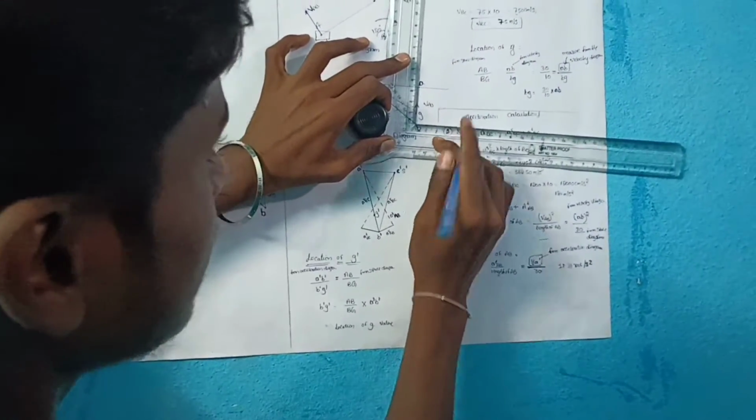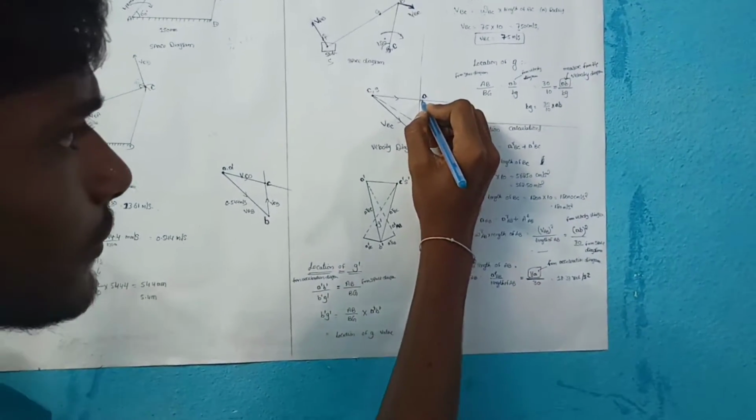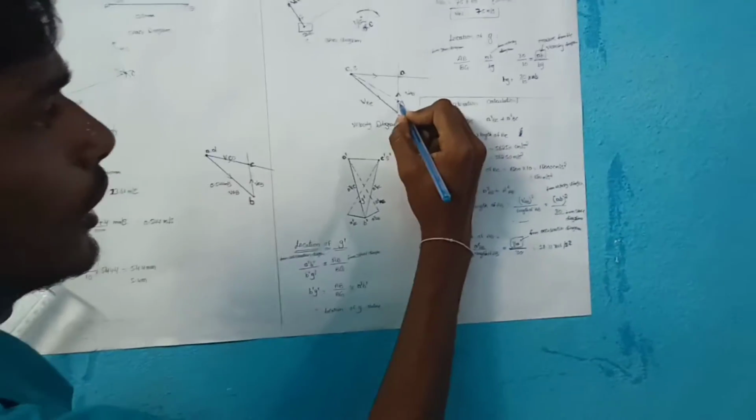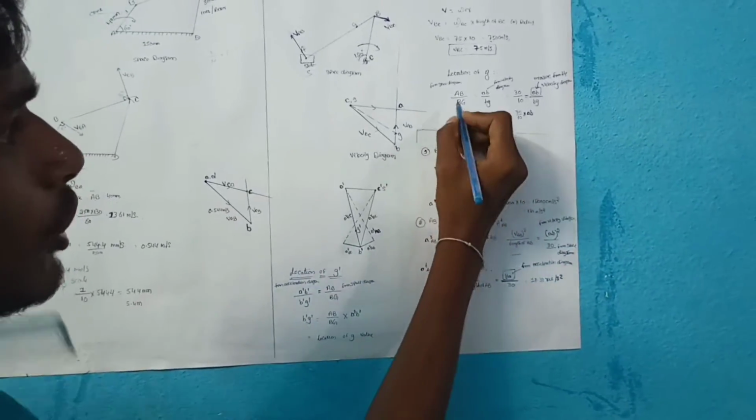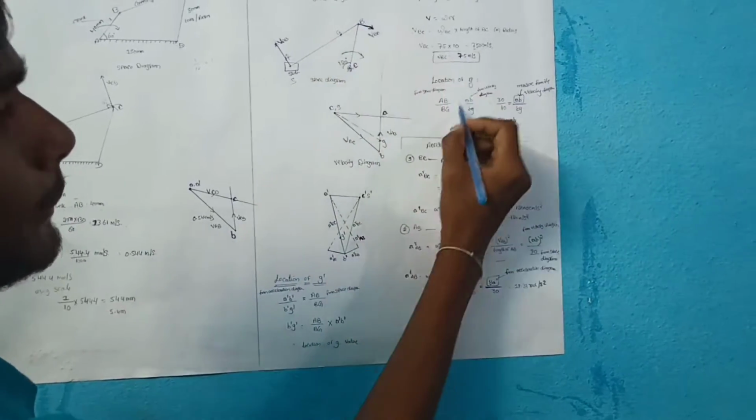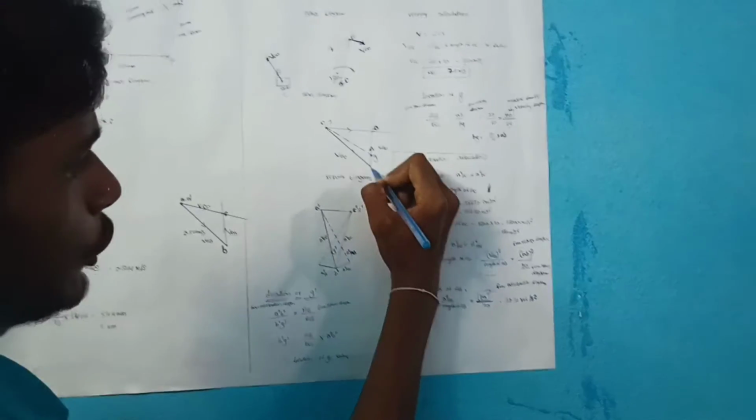How much is it? 3.5 mm. At that time we know this length but we don't know this length; we want to find this length. How do we find it? AB by BG divided equals AB by BG. This value we don't know.